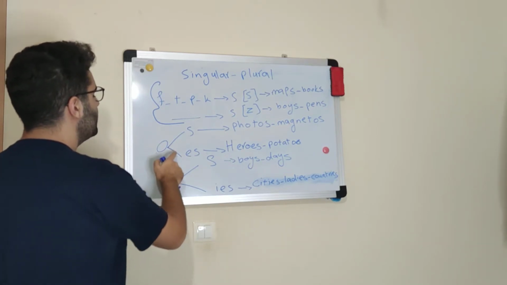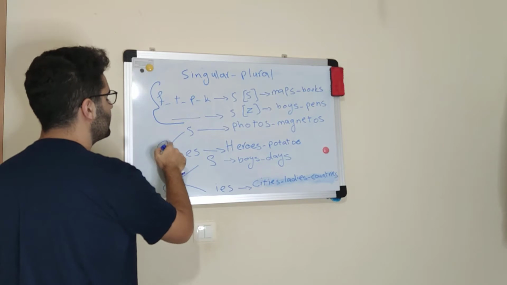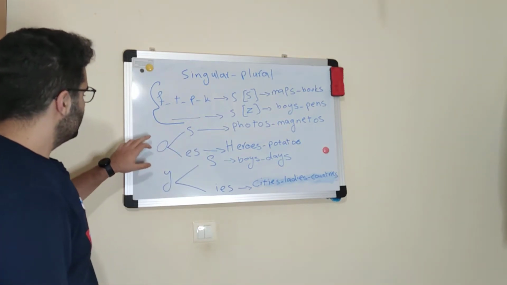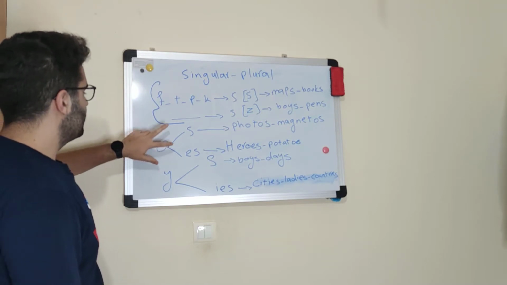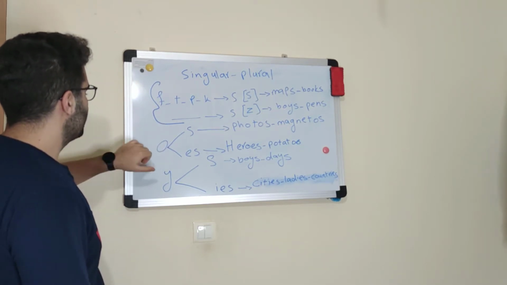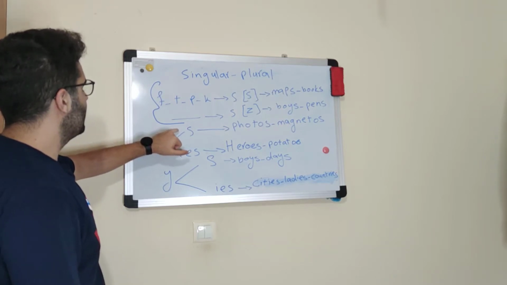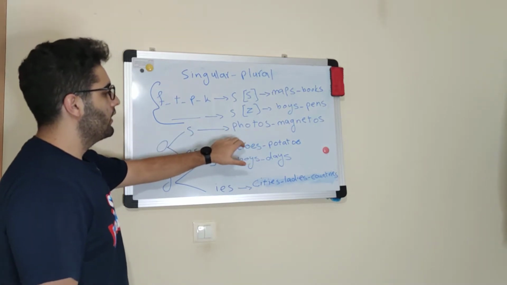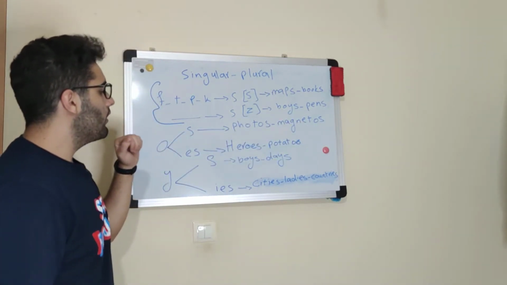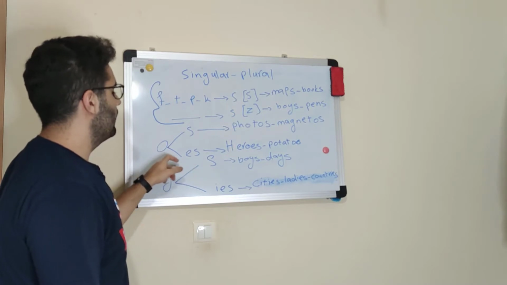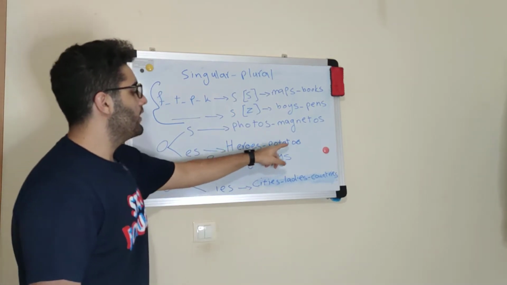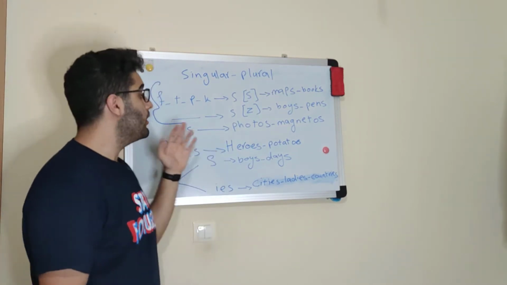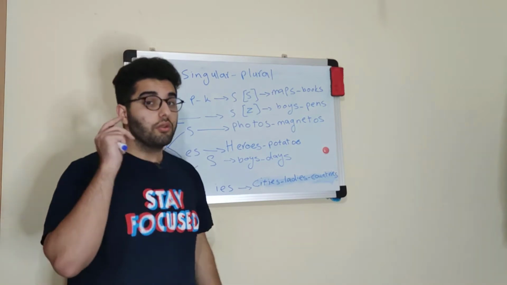The second group would be the words which end in O. This group is also divided in two types. The first type would only receive an S to the end of them. Like what? Photos, magnetos. But there are some which need an ES, like what? Heroes, potatoes.